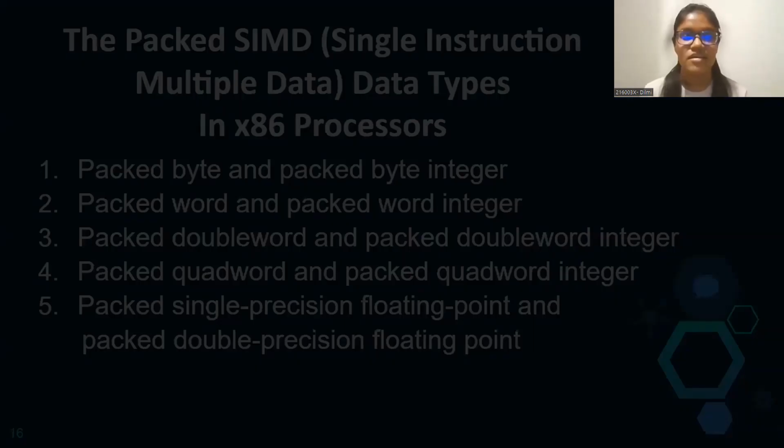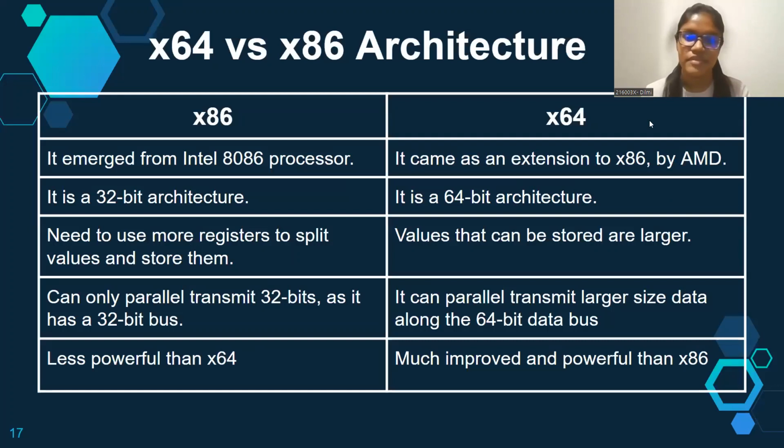Thank you, Kasundi. So then let's talk about the difference between x64 architecture and x86 architecture. You already know x86 is an instruction set architecture family for computer processors, and x64 is also a family of instruction set architecture. x86 emerged from the Intel 8086 processor, and x64 came as an extension to x86. x86 is a 32-bit architecture, while x64 is a 64-bit architecture.